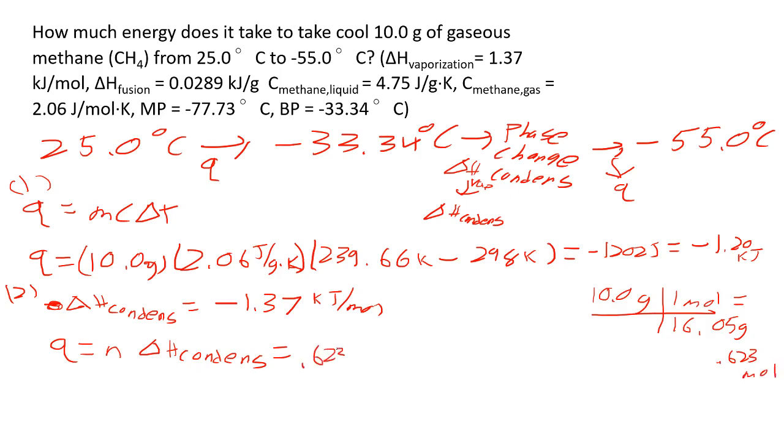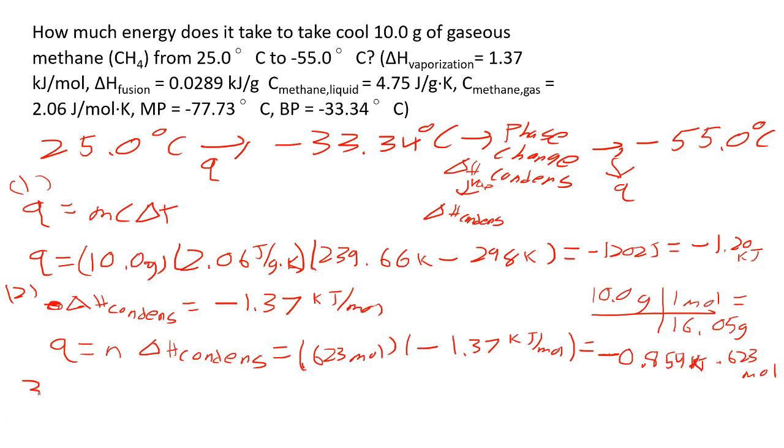So now we plug it into here. We have 0.623 moles, and we're going to multiply that by negative 1.37 kilojoules per mole. So it's 0.623, don't miss the decimal, times negative 1.37. And from there, I'm going to get negative 0.854 kilojoules. That's our answer for number 2.